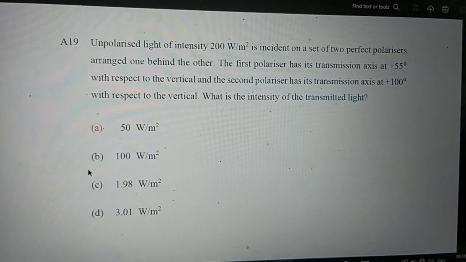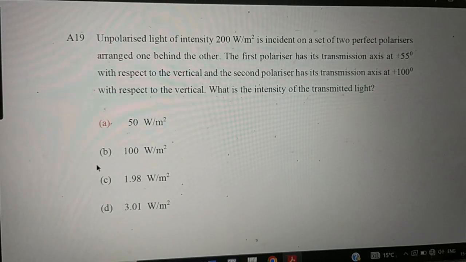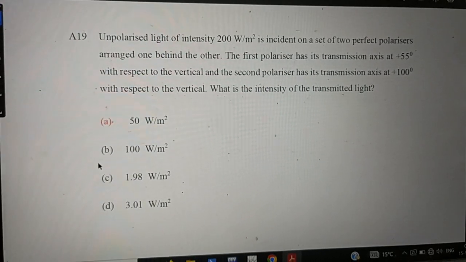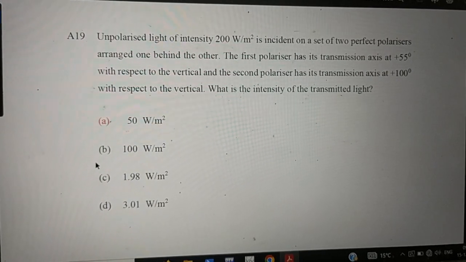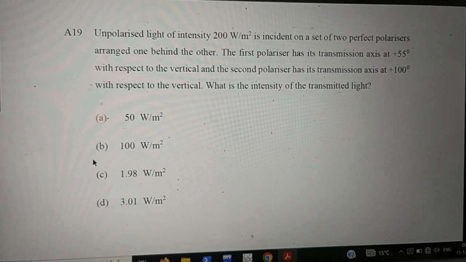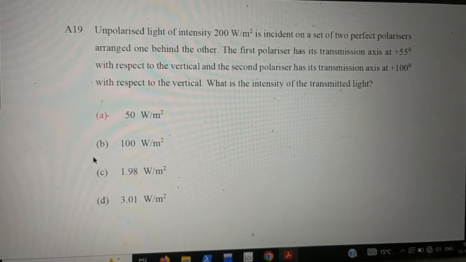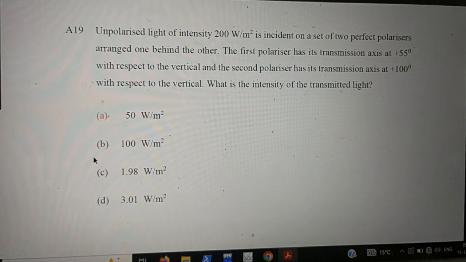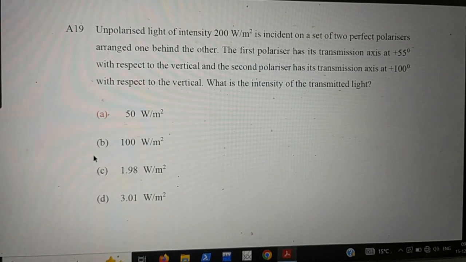Question 19. Unpolarized light of intensity 200 watt per meter square is incident on a set of two perfect polarizers arranged one behind the other. The first polarizer has its transmission axis at 55 degrees with respect to the vertical, and the second polarizer has its transmission axis at plus 100 degrees with respect to the vertical. What is the intensity of the transmitted light?